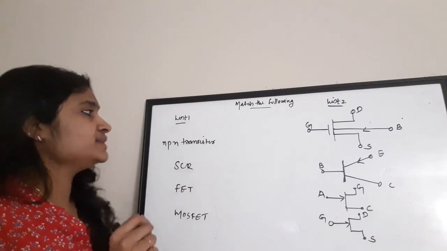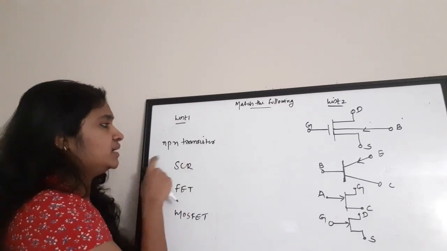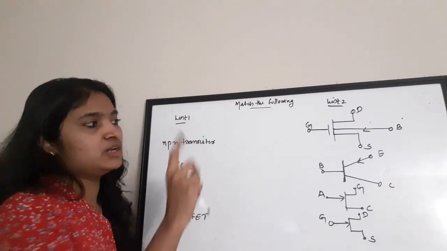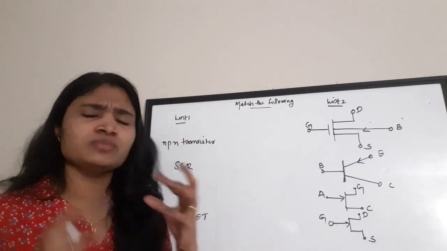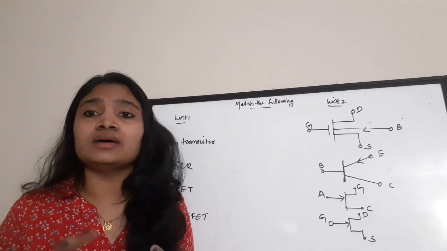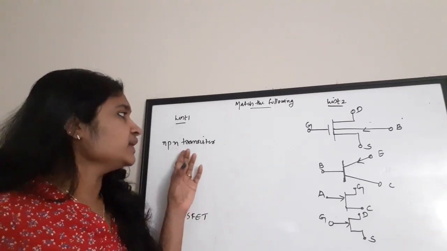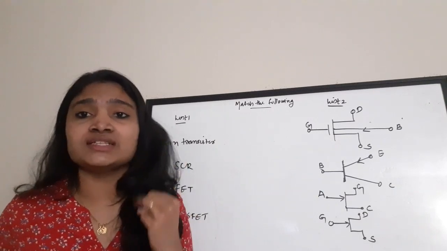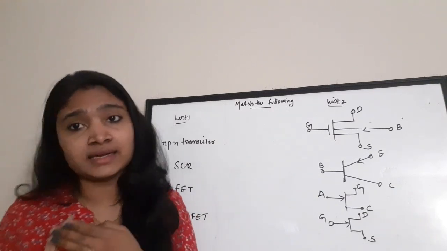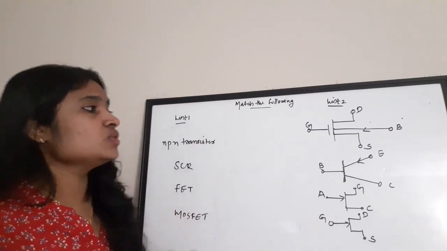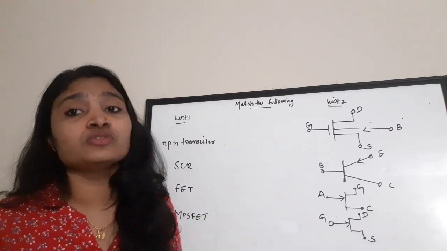Okay, so let us start with the first name, NPN transistor. So we have to look for the symbol of the NPN transistor. Sometimes you may get confused, right? So how to apply a trick, how to solve it very faster. We know that an NPN transistor consists of 3 terminals, emitter, base and collector, and they are represented as E, B and C, right?